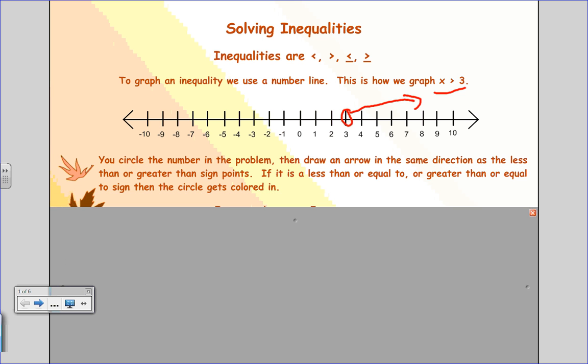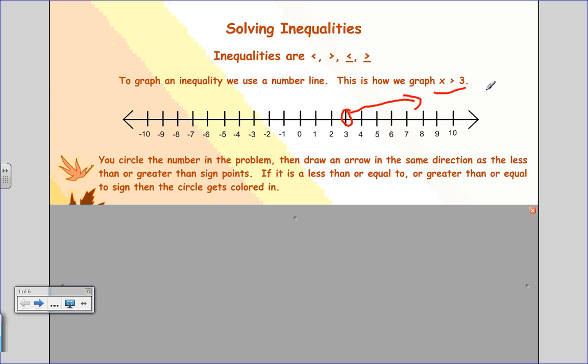Now, when you have the greater than or equal to, okay? So here we go. You can write those down. Write these directions down first. You circle the number in the problem, then draw an arrow, and you're going to find out, you draw the arrow in the same direction as the less than or greater than sign points. See here, it's a greater than, it points to the right, that's where the arrow went, because that's where the numbers that are greater than 3 are.